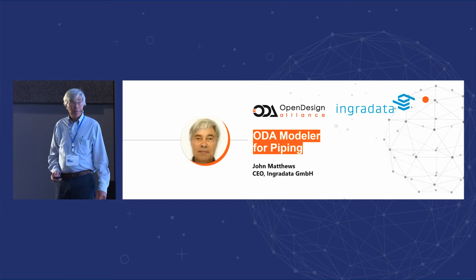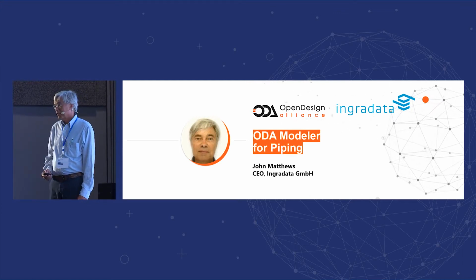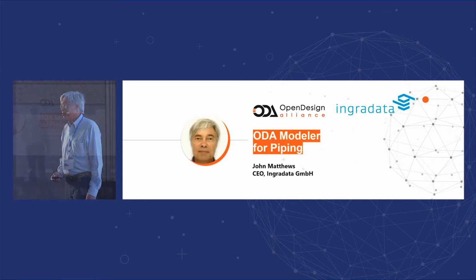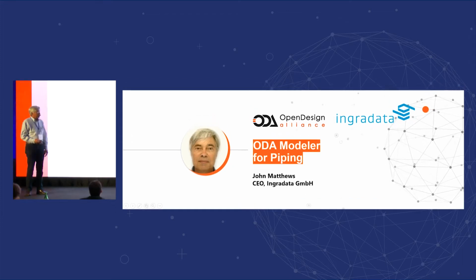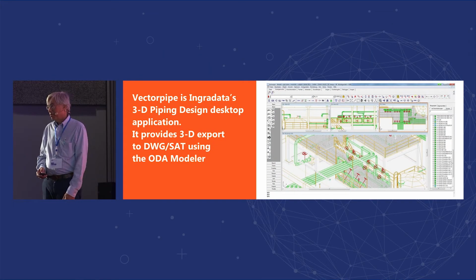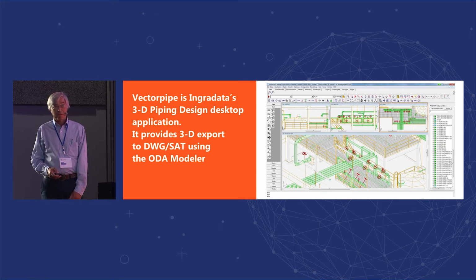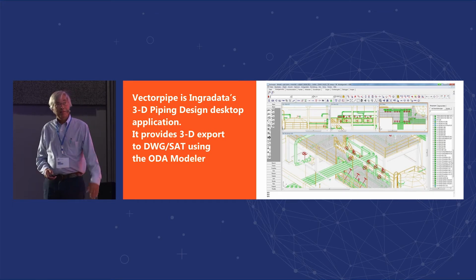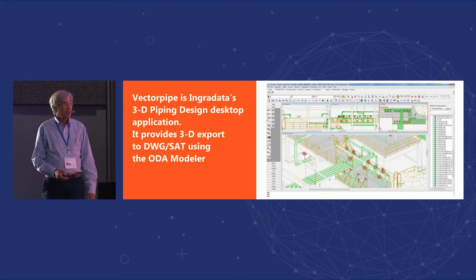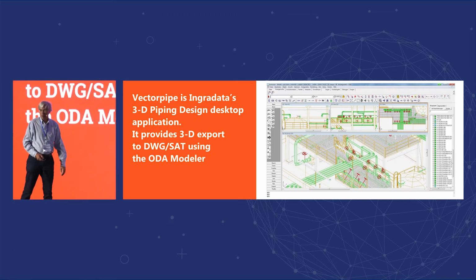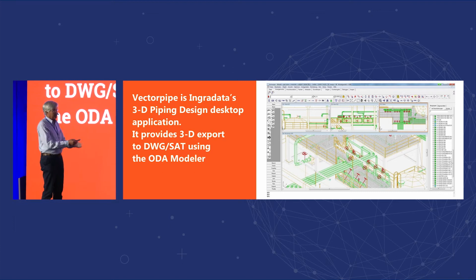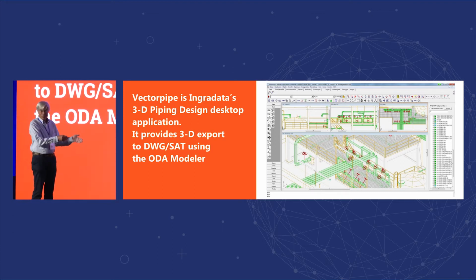I'm with Ingradata GmbH, which is a German company working with process plant design. We're very specialized in piping applications. We have both 2D and 3D applications. They're desktop applications for designing process plants. This is our 3D flagship product, and basically it is used to create a 3D model of a process plant before it's actually constructed. The data is stored in an Oracle database, and the graphics are then generated on the fly using our own graphic engine.